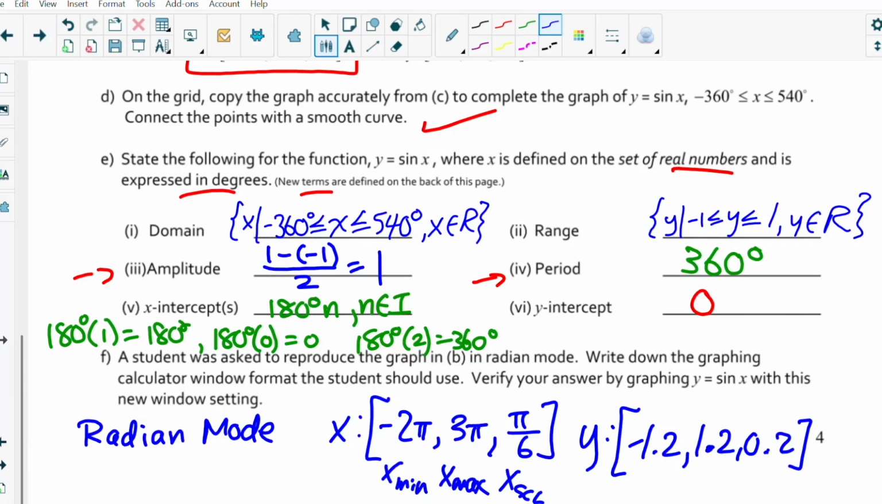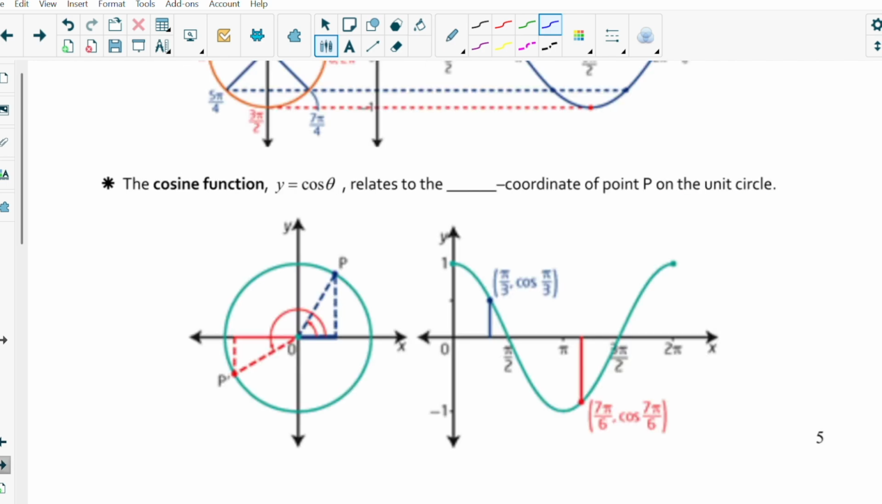So for these sinusoidal curves, the sine function, cosine function, you really have to be careful with radians and degrees, because I will ask you to express the functions and the graphs in both degrees and radians. So you have to be ready for all those conversions. Okay, next page.